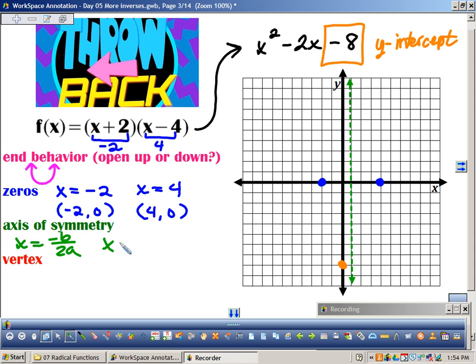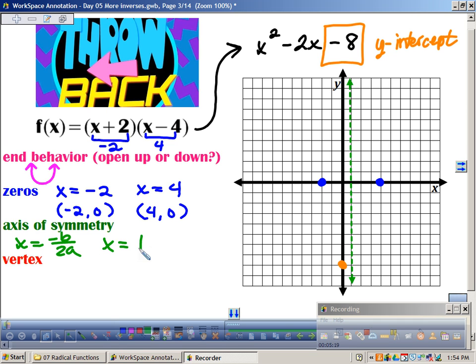I would call that x equals 1. Right? Don't need a fancy formula. It's just x equals 1. Oh, no. Hold on. Okay. What else do I know? Amanda, what else do I know?